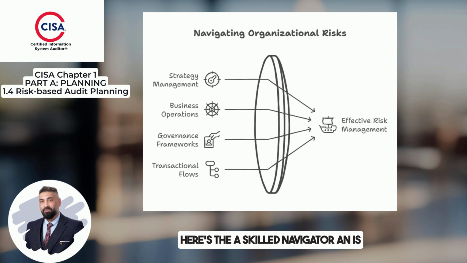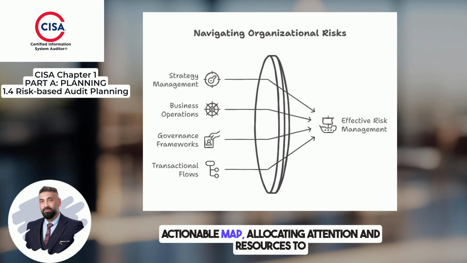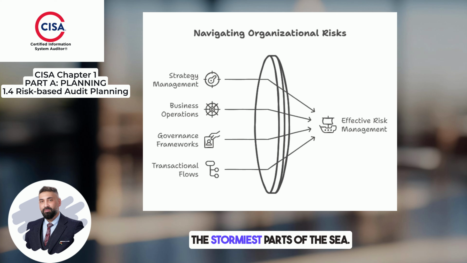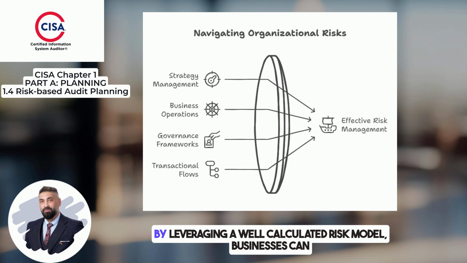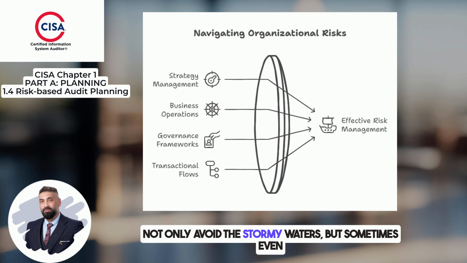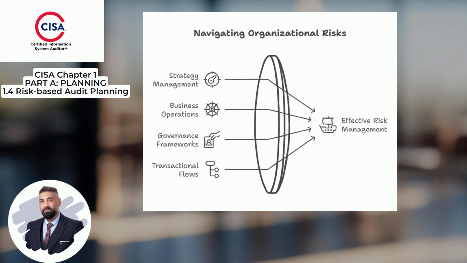Here's the key. A skilled navigator, an IS auditor in our case, isn't merely a passive observer of organizational risk. Instead, they actively translate risk into an actionable map, allocating attention and resources to the stormiest parts of the sea. But make no mistake, this isn't simply fretting about every storm cloud or wave. It requires prioritization. By leveraging a well-calculated risk model, businesses can not only avoid the stormy waters, but sometimes even harness the energy of those storms to make progress.